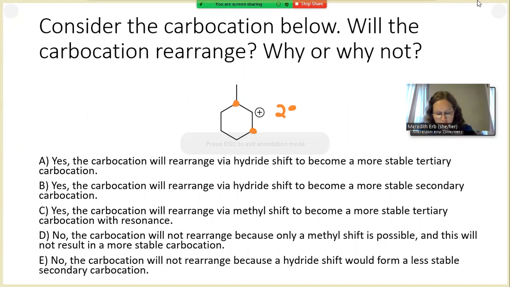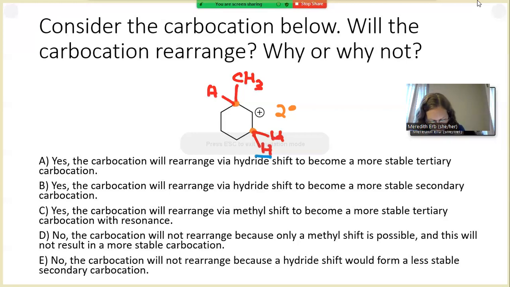Next up, let's consider, are there any neighboring protons or methyl groups that we could shift? On this adjacent atom, there are 2 protons. And over here, we have a proton and a methyl group. So we could, in theory, switch any of the protons or that methyl group over to see if we can make a more stable carbocation. So let's go through the process.